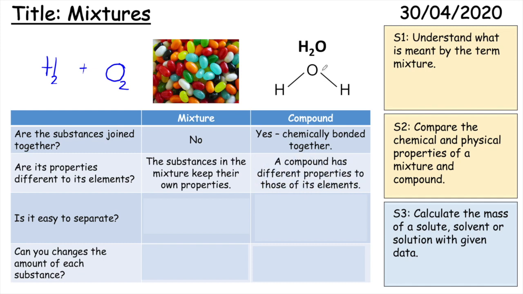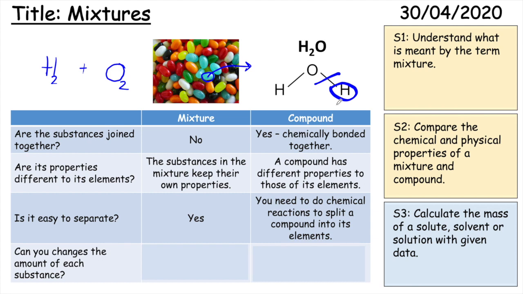Let's have a look if it's easy to separate. If I wanted to separate the blue sweets from here, that would be really easy. I could just pick them out. Straightforward. But if I wanted to remove just the hydrogen here from water, that would be really hard because I'd have to break this bond. So we'd have to do a chemical reaction. So mixtures, very easy to separate, but compounds, very difficult. You have to do a chemical reaction.